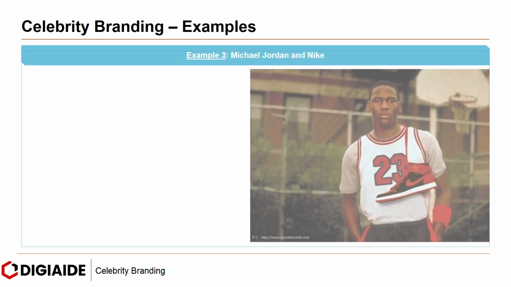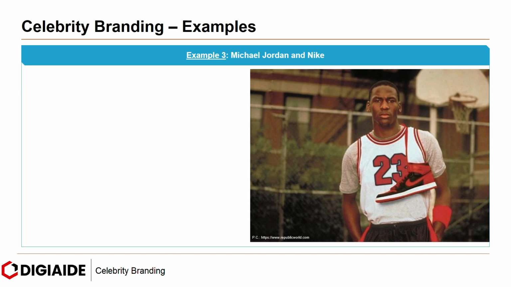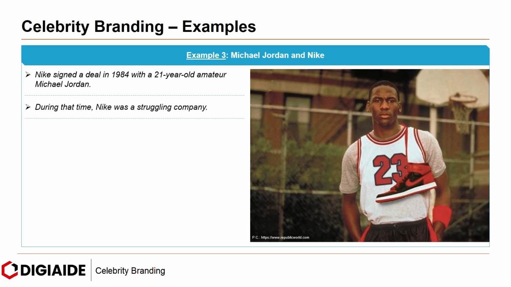Moving on to example 3 of Michael Jordan and Nike. Nike signed a deal in 1984 with the 21-year-old amateur Michael Jordan. During that time, Nike was a struggling company. Nike offered Jordan a $500,000 a year deal for 5 years.